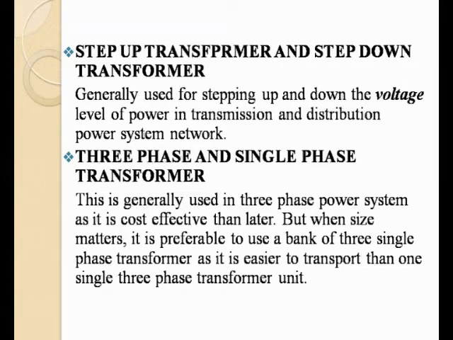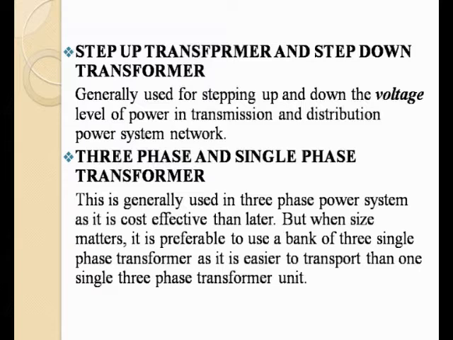The two-winding transformer and the auto transformer are generally used when the ratio between the high voltage and the low voltage is greater than 2. It is cost effective to use the auto transformer where the ratio between the high voltage and the low voltage is less than 2.